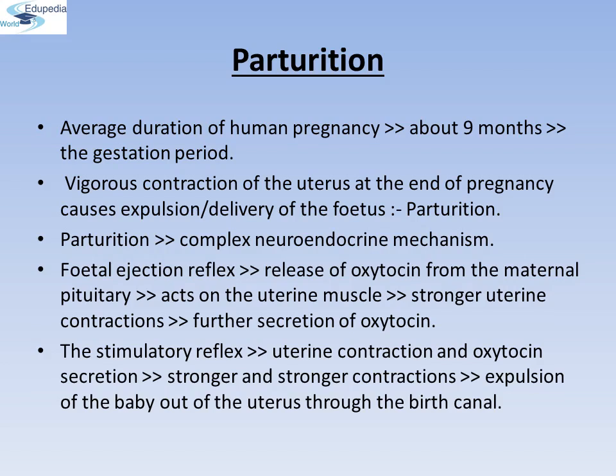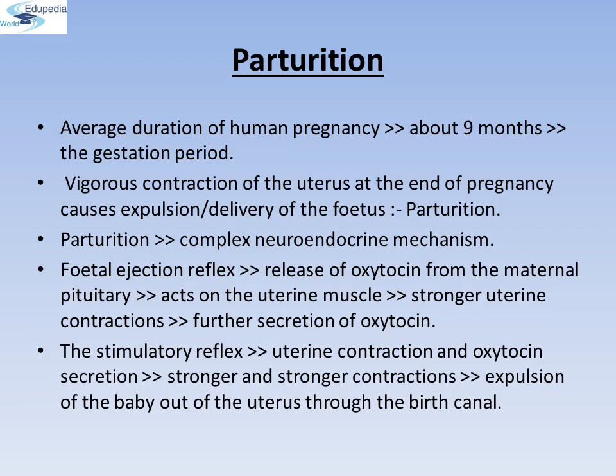Parturition. The average duration of human pregnancy is about nine months, which is called the gestational period. Vigorous contraction of the uterus at the end of pregnancy causes expulsion or delivery of the fetus. This process of delivery of the fetus or childbirth is called parturition. Parturition is induced by complex neuroendocrine mechanisms.